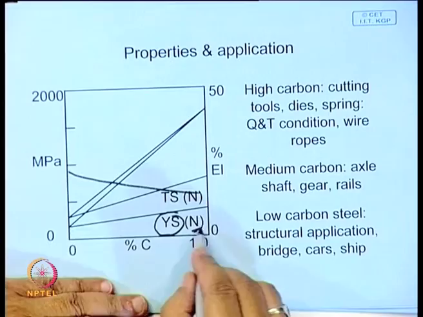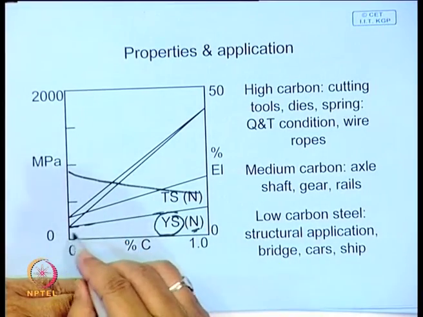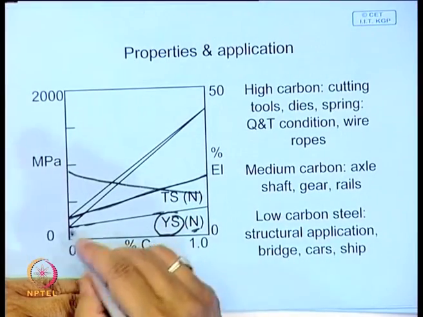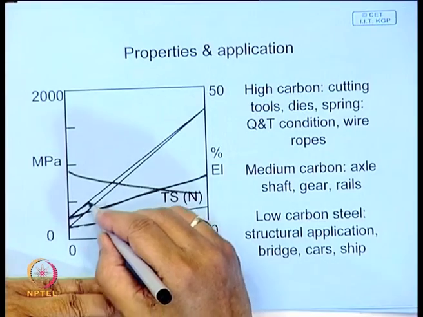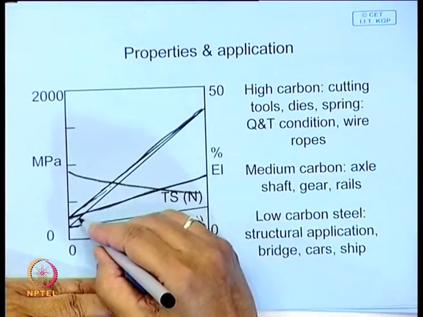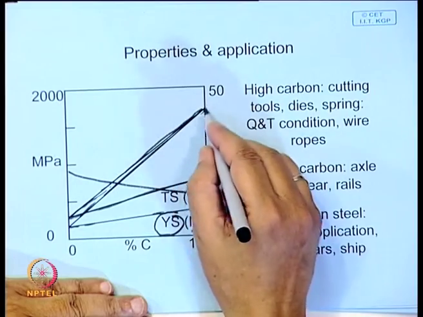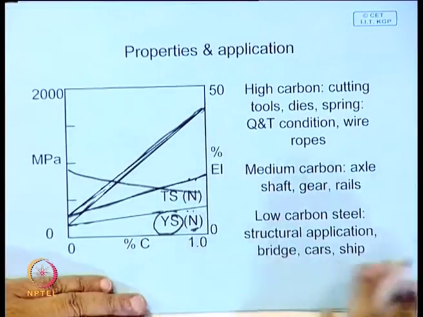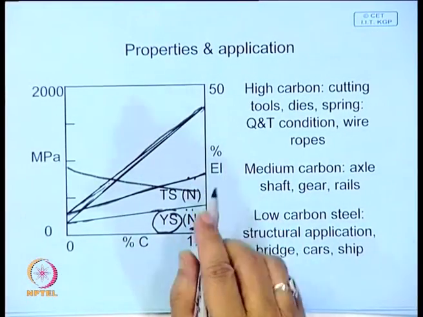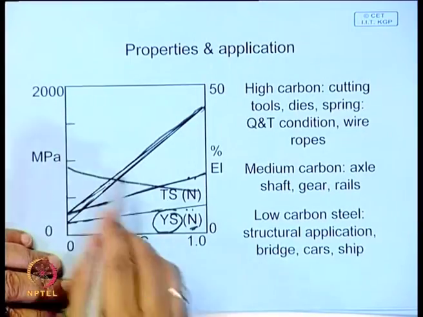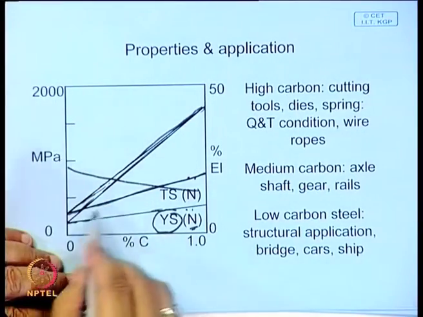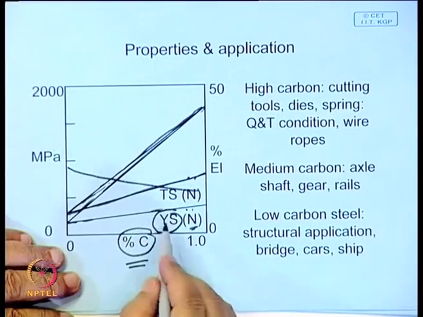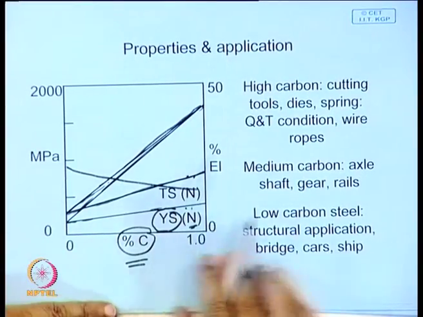Say yield strength, if it is normalized, this is the plot it follows. If it is tensile strength you are measuring, this is how it will follow. But if you harden, then you can get substantially very high values. In a hardened steel you will find the difference between tensile and yield also becomes smaller, but ductility and toughness will decrease with increasing percentage carbon content. But after hardening, if you temper, you can improve ductility and toughness.